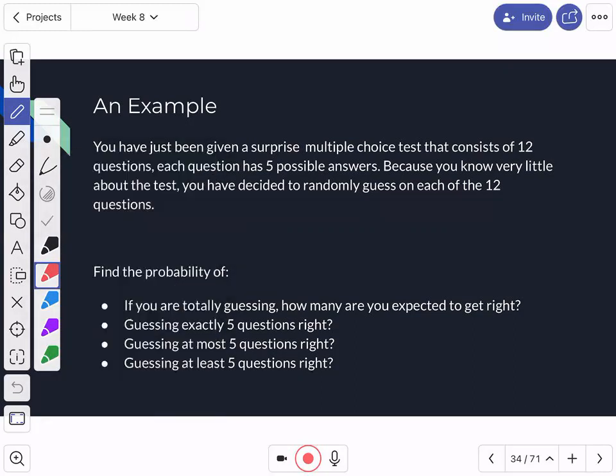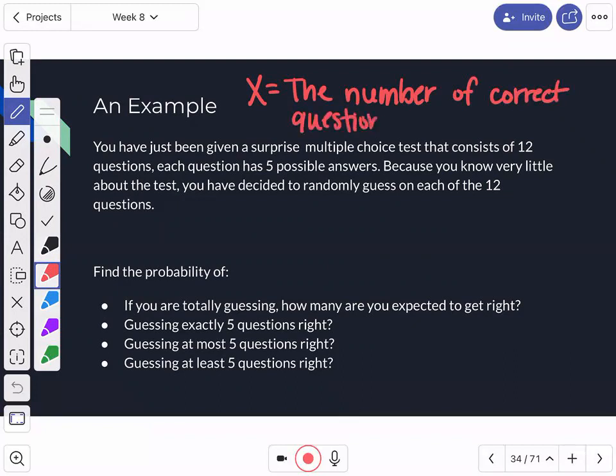So let's do this real quick. Let's define a random variable x. Let x equal the number of correct questions you get on this test. Question number 1 is this for me. I need you to answer this question for me. Is x going to be a discrete random variable or a continuous random variable? Is x going to be discrete or continuous?